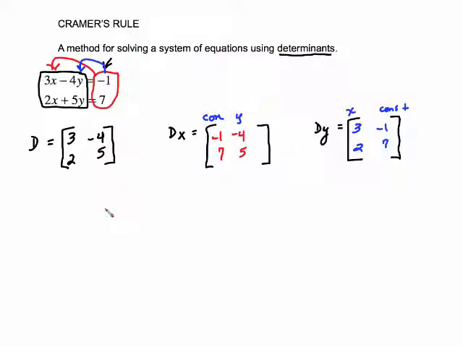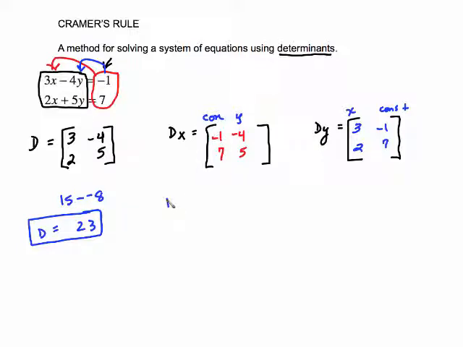Then we're going to evaluate the determinant of each of these. The determinant of this is just 15 minus negative 8, which is 23. And here's something that's very important. If the determinant equals 0, we cannot continue with matrices. We'll have to talk about that in a minute. So you always want to figure out the D matrix first. The D is 23, so that says go ahead and continue.